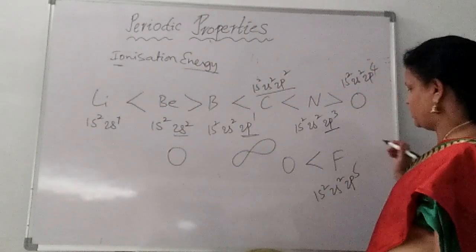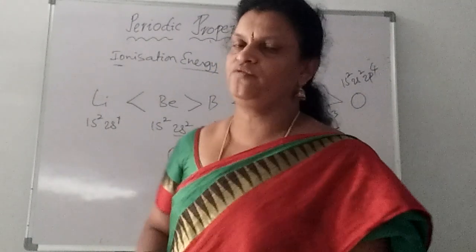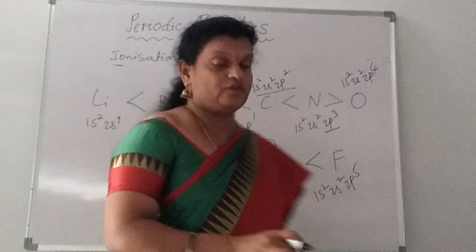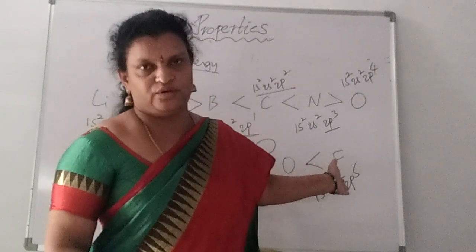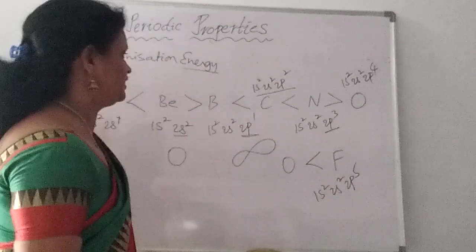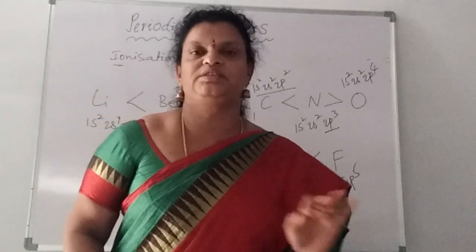Then again, neon is an inert gas. It does not want to lose an electron. A fully filled octet configuration is there. That is why it is greater for neon compared with fluorine. Like that, from left to right in a period, there is no particular order for ionization energy.